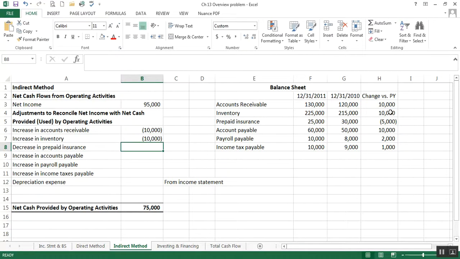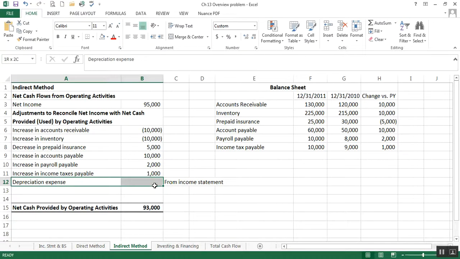So again, we had an increase in an asset, which is a decrease in cash. Here we have a decrease in an asset, so it's going to be an increase to cash. An increase in a liability is an increase to cash. Again, increase in liability, increase to cash, and then an increase in liability, increase to cash.